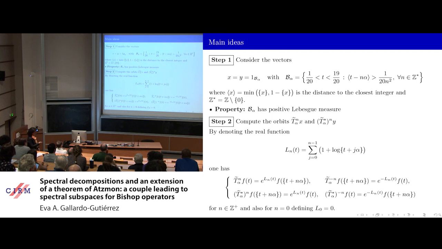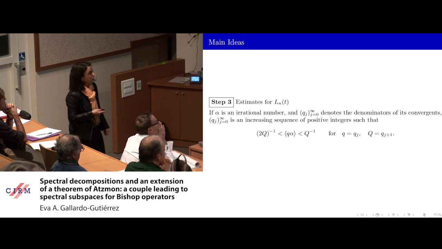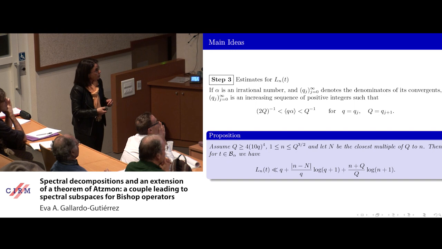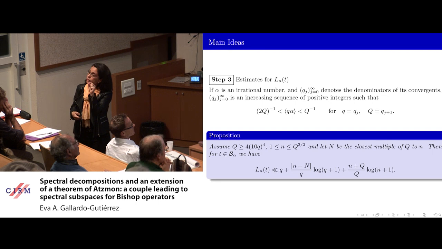And in step three, after some technical lemmas, what we need to estimate is how big the weight of those iterates is. And this is the proposition that tells you that whenever you are living in B alpha, the weight that appears is controlled by this quantity. That depends on a deeper analysis of the alphas we are considering. And there is where the hypothesis, this growth condition, comes in.